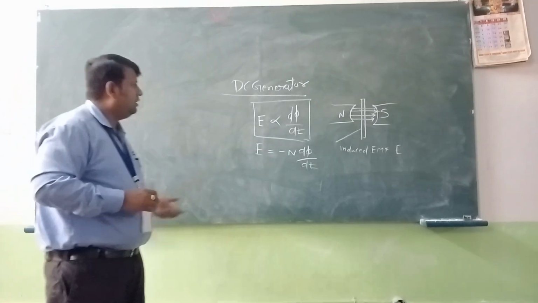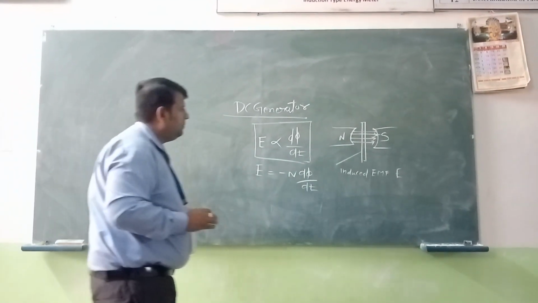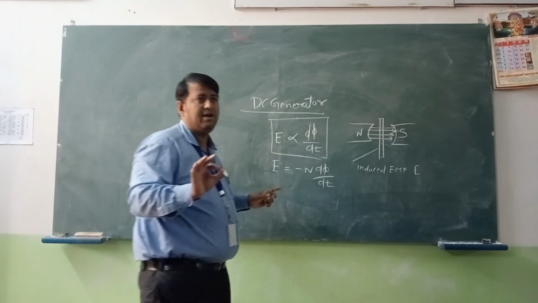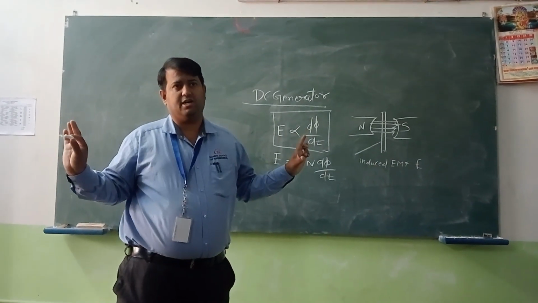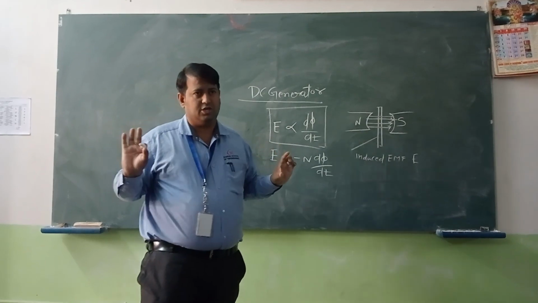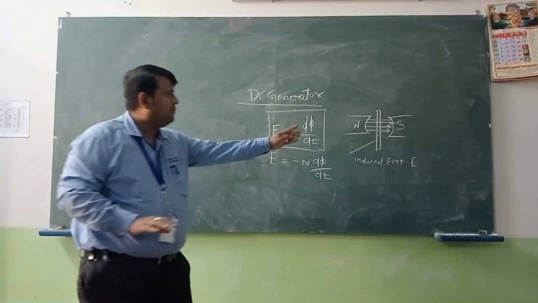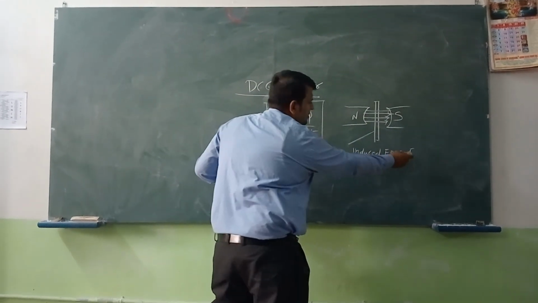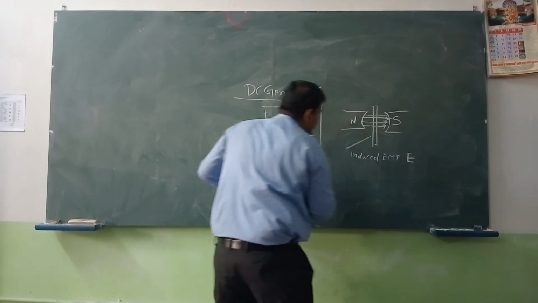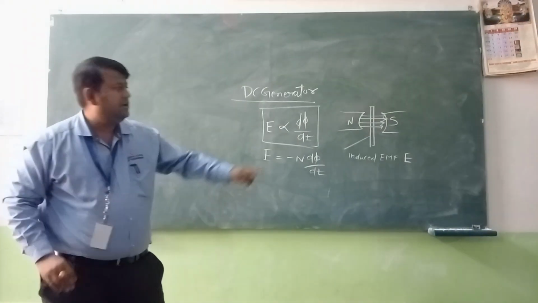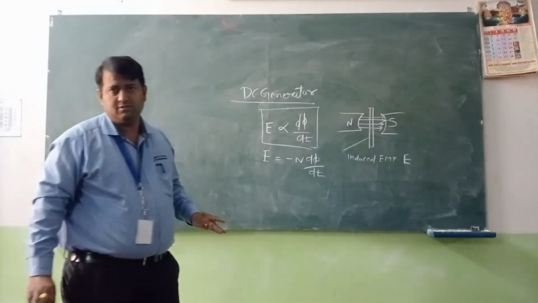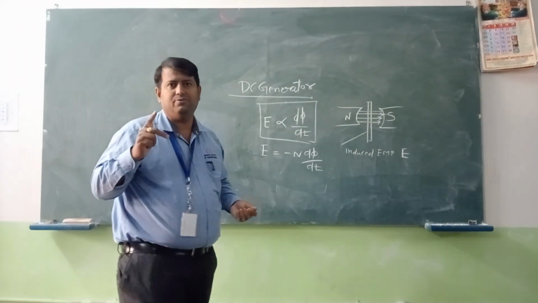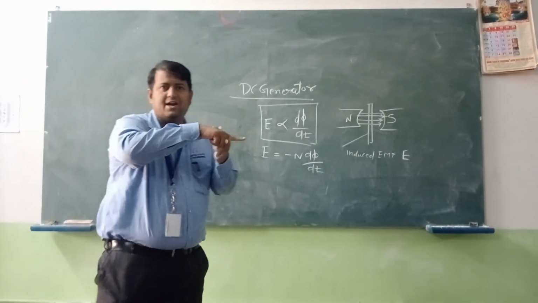So basically the principle of DC generator is that whenever a conductor is placed inside the magnetic field, an induced EMF is generated. It is based upon Faraday's law of electromagnetic induction. North pole, south pole, induced EMF E is generated, and this E is directly proportional to d phi by dt, the rate of change of flux. It is also based upon Fleming's right hand rule.